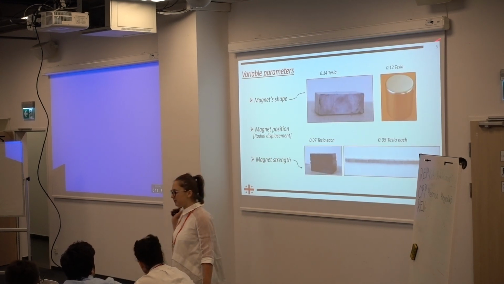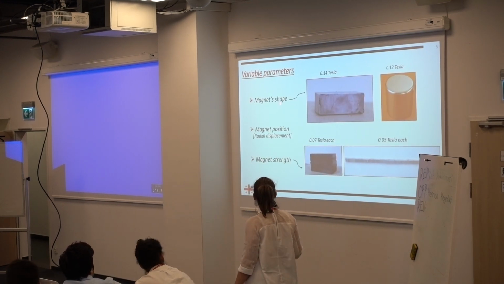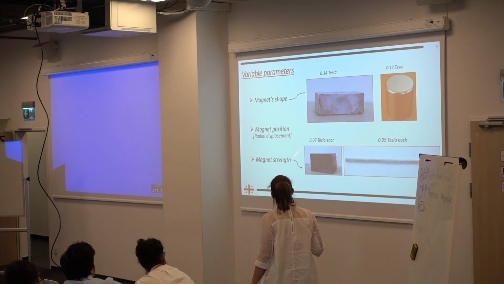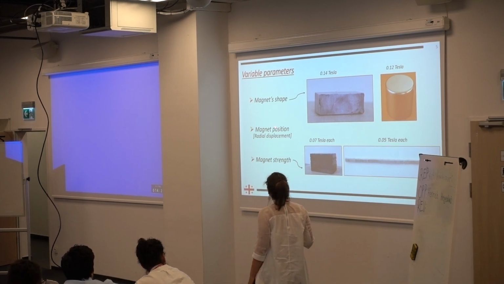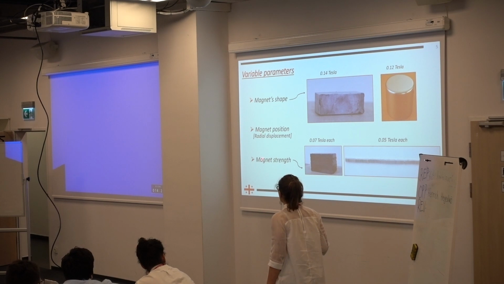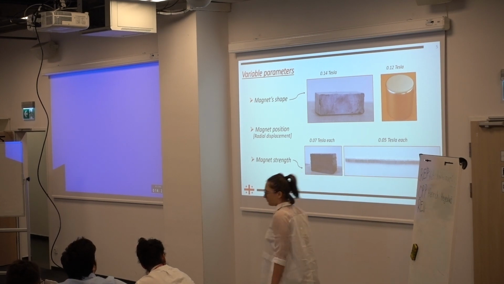Variable parameters for the magnets. I changed the magnet shape. I used two types of magnets and negative magnets. I changed the magnet position, and I also changed the magnet strength.